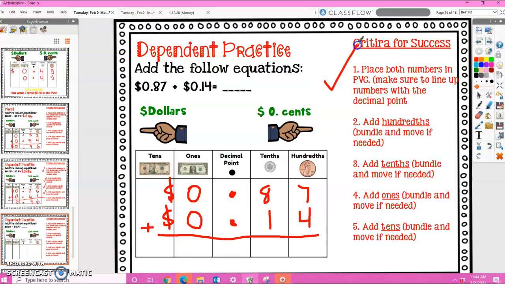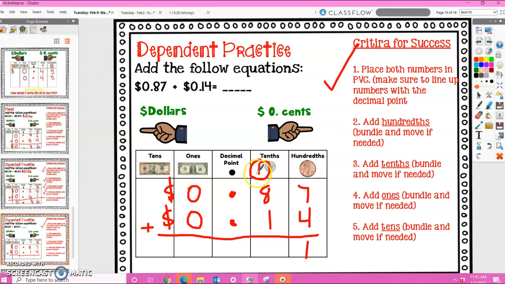So we did our first step. Now our second step is to add the hundredths place. 7 plus 4. What is 7 plus 4? It's 11. But can I write 11 down here like this? I can't. You are correct. So just like I would do with normal numbers, I'm going to bundle and move. So that means my ones are going to go with my ones, and my tens I'm going to put to the top of the tenths place and circle it, just like I would any other regular number. Okay?